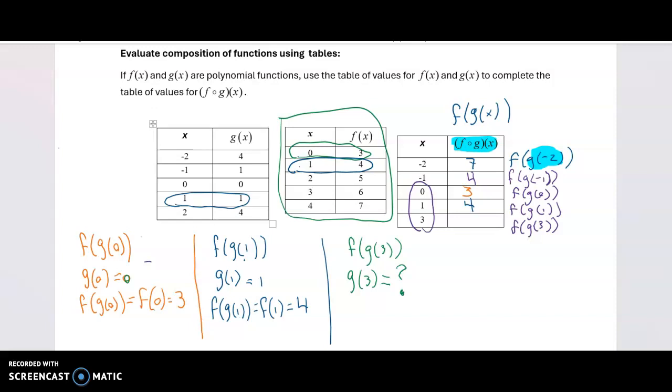But then when I was looking for f of g of 3, I looked at my g of x table, and there's no 3 over here. 3 is not in the domain of g of x, so we can't put something into the composite function that is not in the domain of g of x. So this one happens to be not possible. We can't get an answer there because we can't put the number into our function.